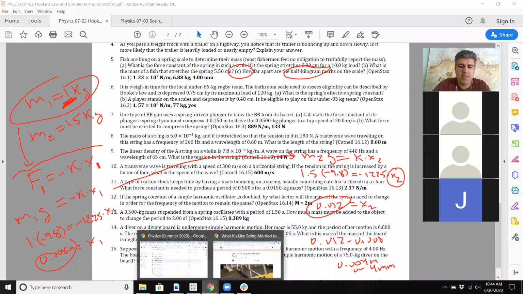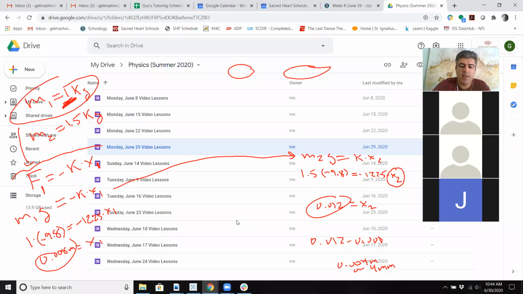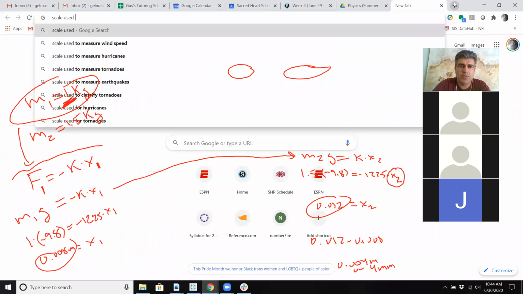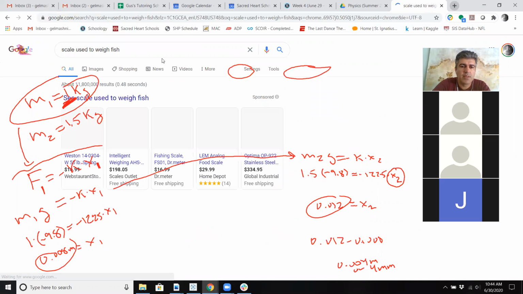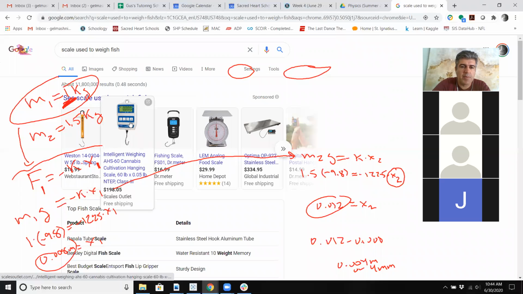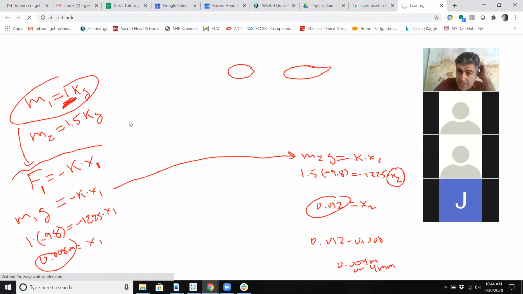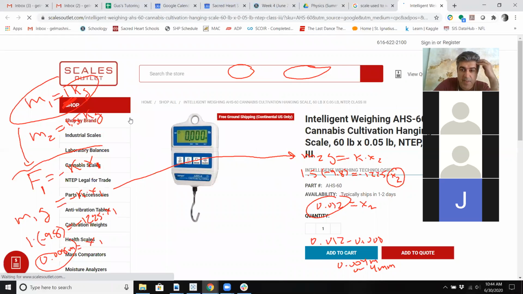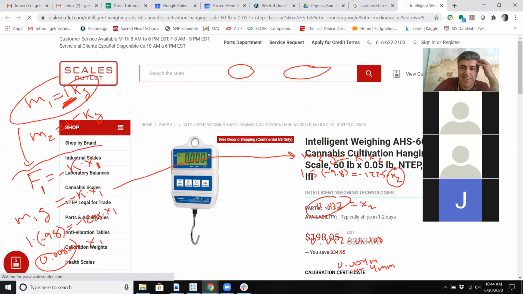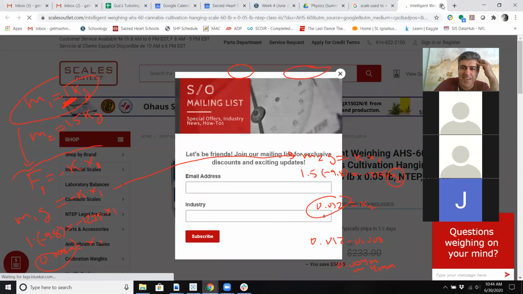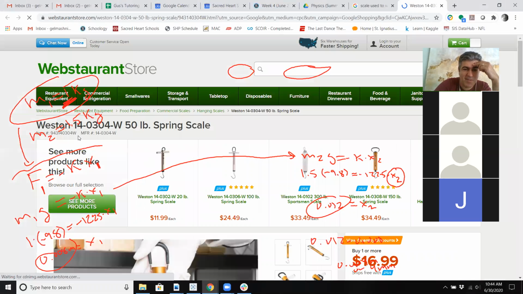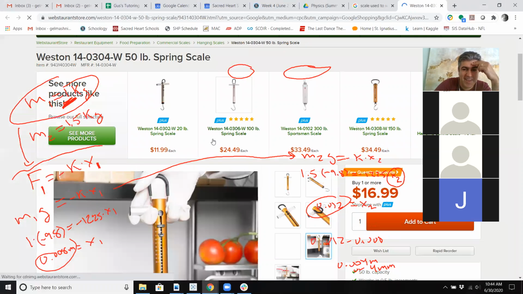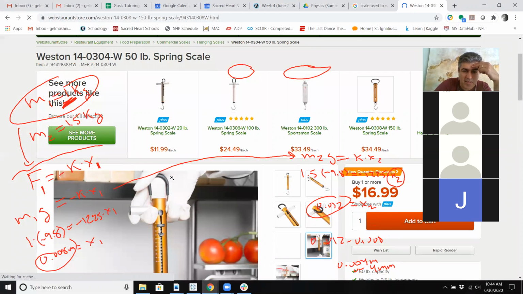Actually, let's take a look right now. Scale used to weigh fish. Okay, well, obviously this is a little more fancy. But that's for cannabis, so we didn't talk about that. So let's close that one down. It's legal, but yeah. I don't know why that showed up. I said fish, not cannabis. Right. This one looks like a good one. Oh, duh. There we go.